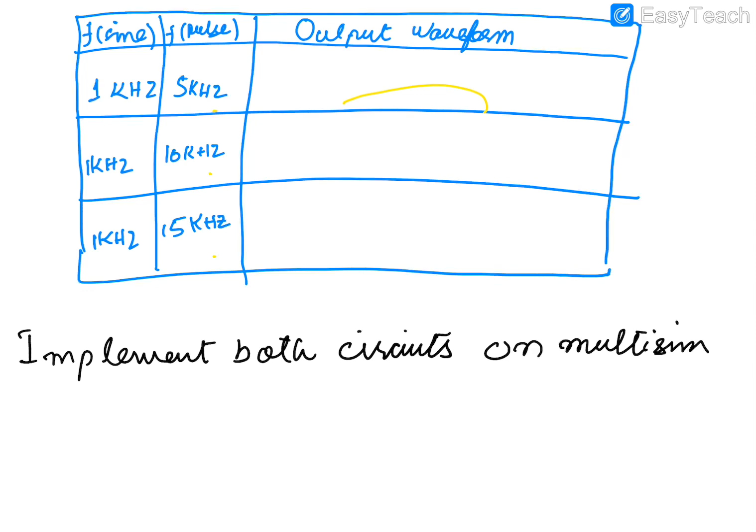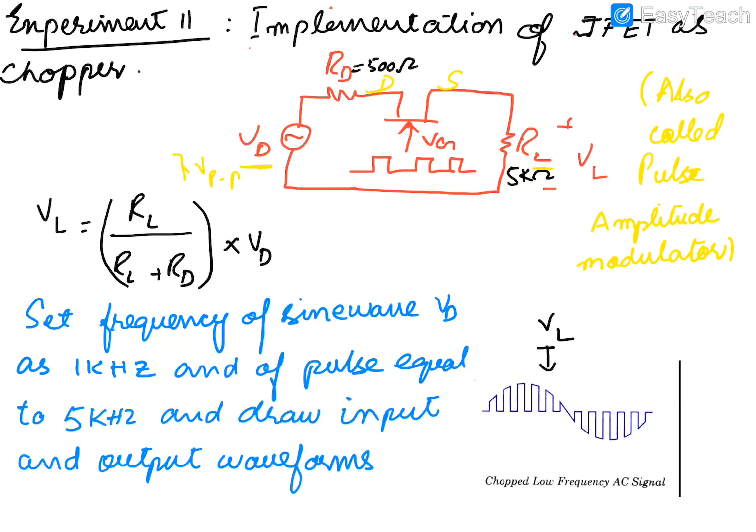So you will implement this circuit also on Multisim. You can change the amplitude of VD, but try to keep its frequency fixed, and as you change the value of VD, the value of VL will change. So you can keep it at 5 volt peak to peak, 10 volt peak to peak, etc., and measure the value of VL. So this is experiment number 11. You will implement this experiment on Multisim next week, inshallah.